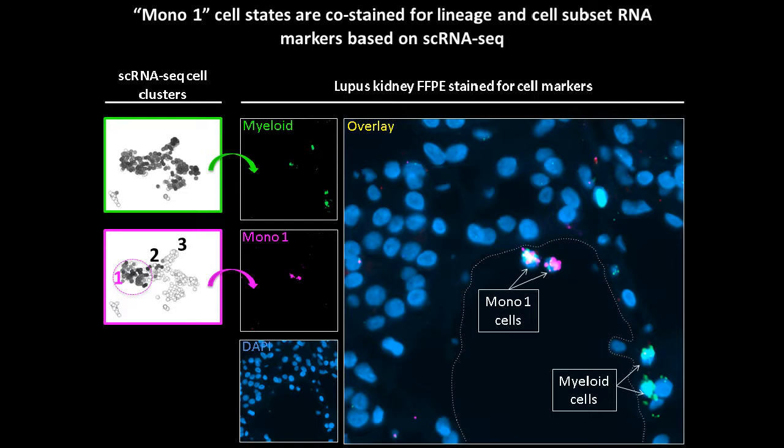On the right-hand side over here, these are cells that are expressing just the myeloid marker. So we're not able to distinguish what myeloid subset they are amongst the other four, but we do know that they are myeloid cells.